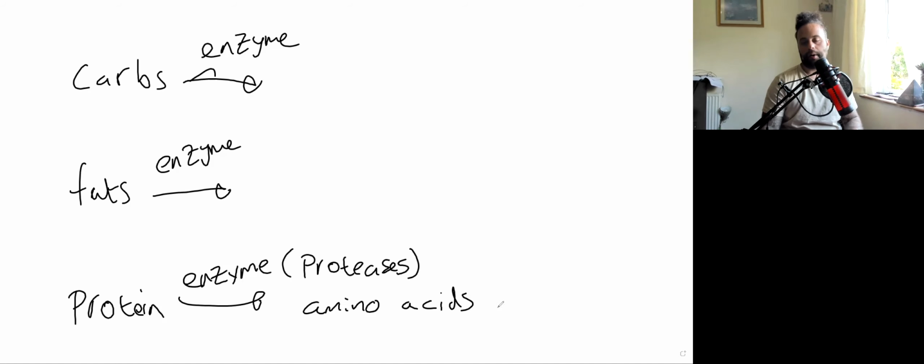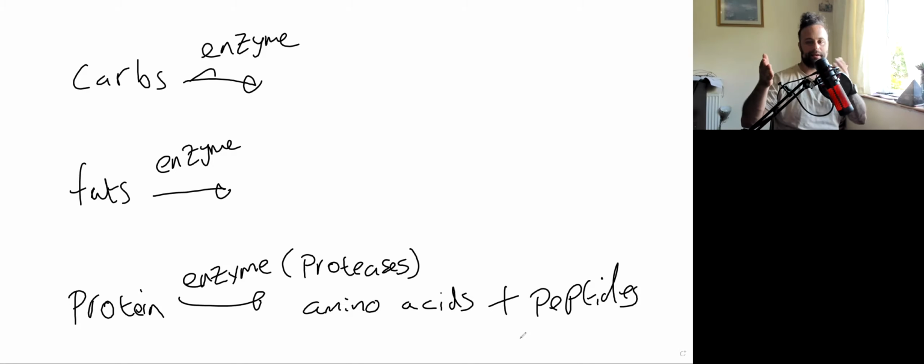Or they could get broken down into something called peptides. Peptides are a bit longer than amino acids. So several amino acids are joined up together to make peptides. Peptides you join up together to make a protein. But both of these are soluble in water. So when you break down the protein, it's insoluble. But when you break it down into something simpler, like amino acids and peptides, they can actually dissolve in the water. They are soluble in water.